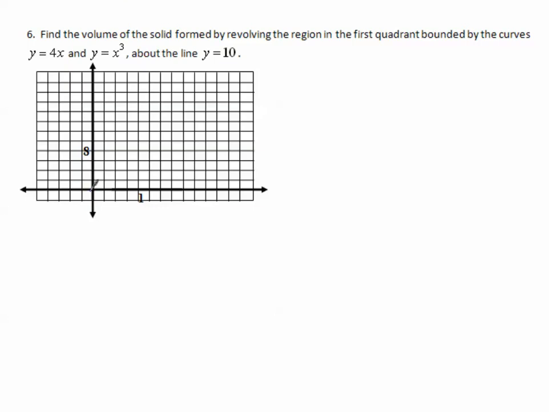Let's start by sketching the region. Notice same functions that we started with before. So 0, 0, 1, 4, and 2, 8. Linear. y equals x cubed. Make that one green again. 0, 0, 1, 1, 2, 8. So again, we have that region that we can shade between those two curves.